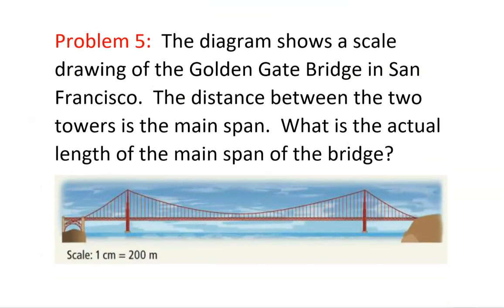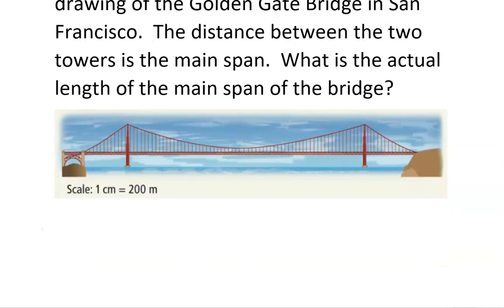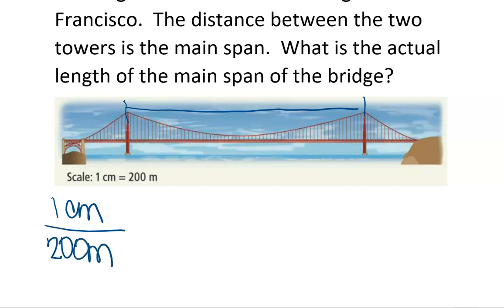Problem number 5. The diagram shows a scale drawing of the Golden Gate Bridge in San Francisco. The distance between the two towers is the main span. What is the actual length of the main span of the bridge? So when you're looking at it, they're looking at what is this distance right here. Okay, now it says the scale is 1 centimeter for 200 meters. Now we're not really into meters, but if you had to do that, what you're looking for is the actual length of that drawing.